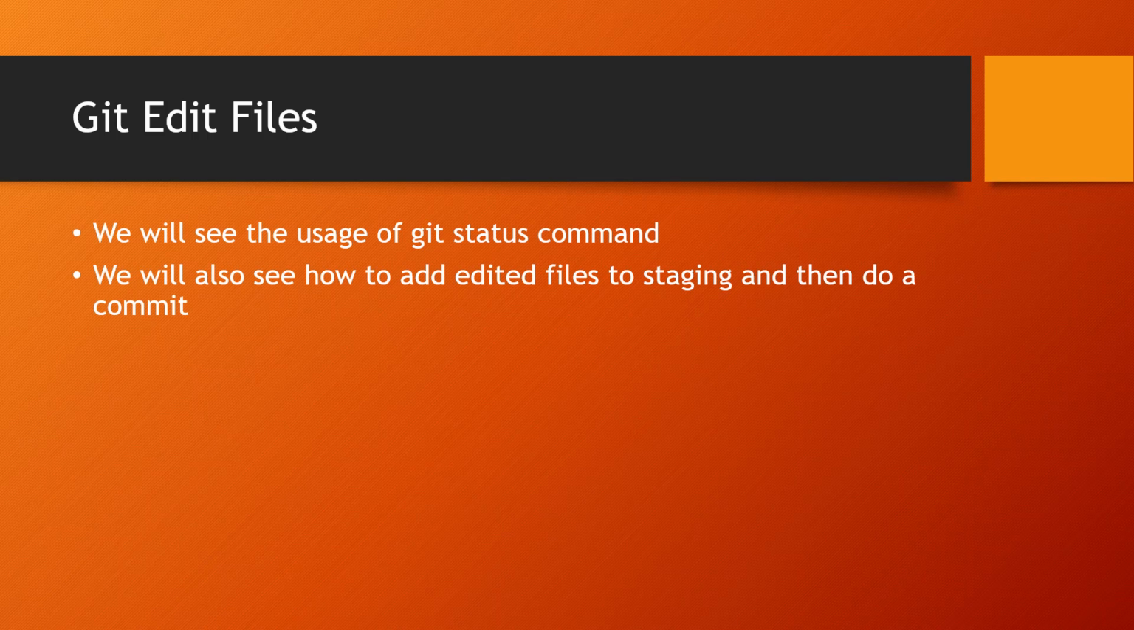In this lecture, we'll be taking a look at how we can edit files in Git, and we'll also be exploring how git status will be beneficial for us when we are editing files. We'll also look into how we can add those edited files to staging and then do a commit. So let's go ahead and do that.